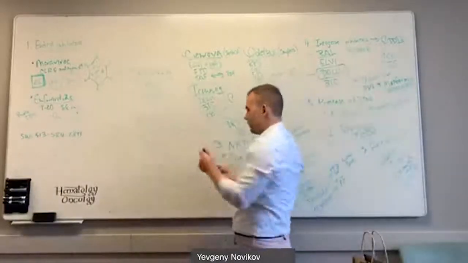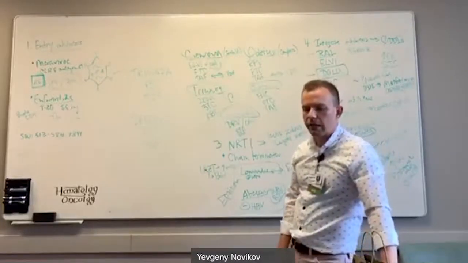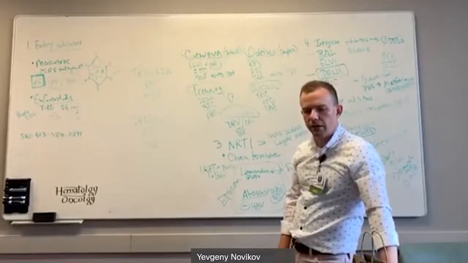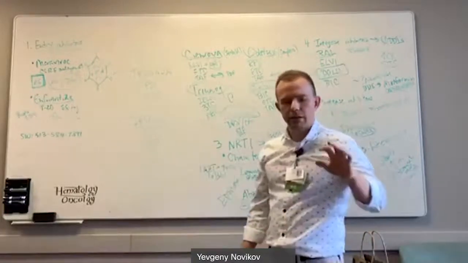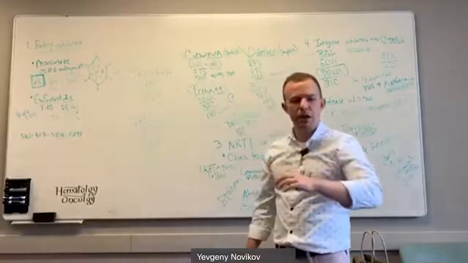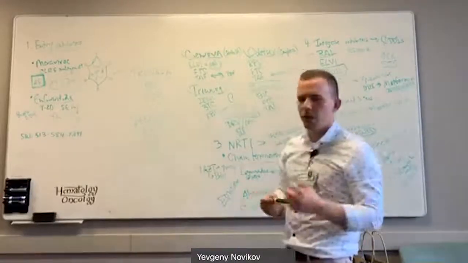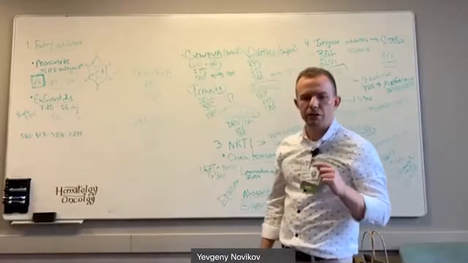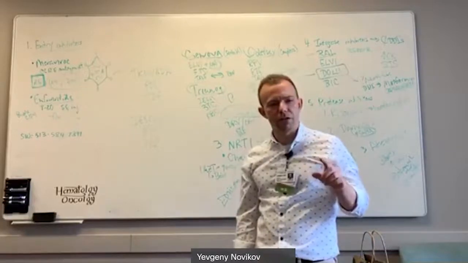Truvada has been around for a long time. The first study, called the iPrEx study, looked at 1,100 in each arm. One arm got Truvada, one arm got placebo. It was ethical then because we didn't know if it worked. In the placebo arm, 60 people got HIV. In the Truvada arm, 30 people got HIV. You say, well, that sucks. That's only a 50% risk reduction.